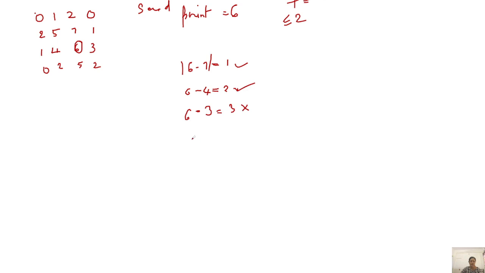Next neighboring pixel: 6 minus 5, which also satisfies the condition. So now how can I grow the region? 6 minus 7 satisfies, 6 minus 2, 6 minus 4 also satisfy, and 6 minus 5 also satisfies, but 6 minus 3 does not, so I am omitting it. So I have grown the region from 6 to all these pixels.